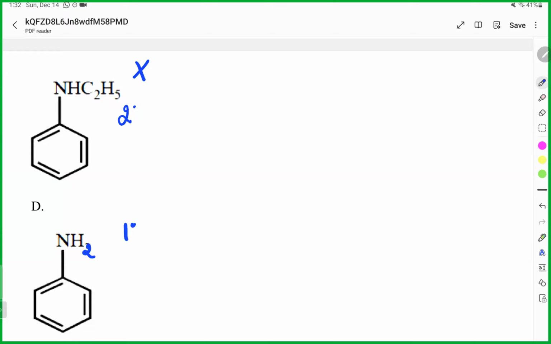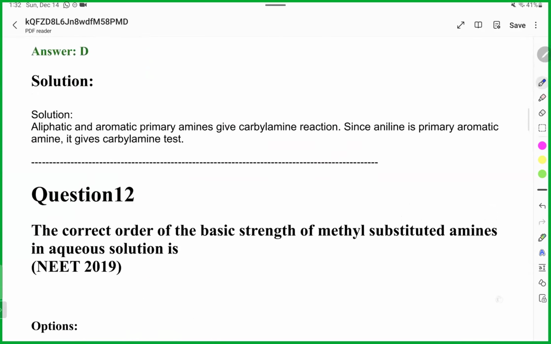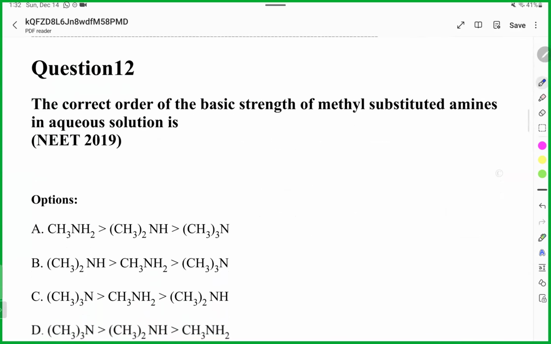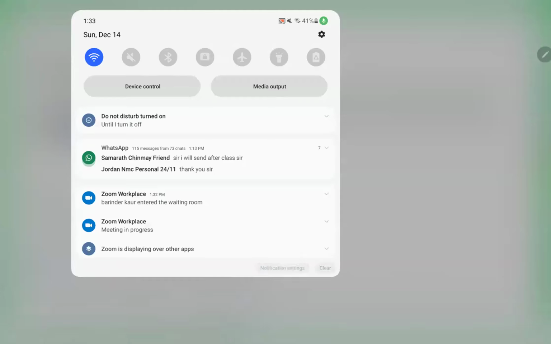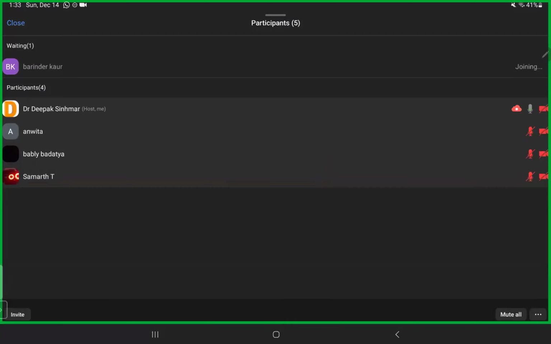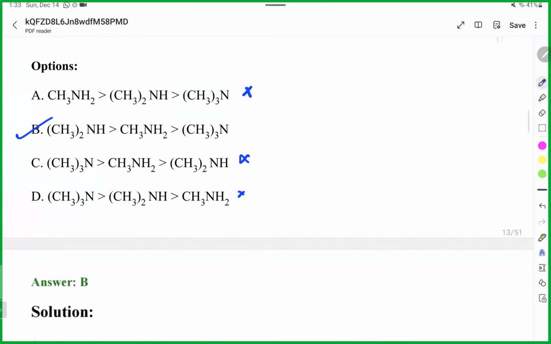Now we can find the mistake from the paper. See, there were 2 hydrogen. Aniline. Done. Again, basic character. Samarth, remember, you have primary in aqueous solution and you have CS3. So maximum will be, only one option where secondary is maximum, right? Make it fast, guys. If you don't do it fast, we can't solve many questions. We have to solve more questions.